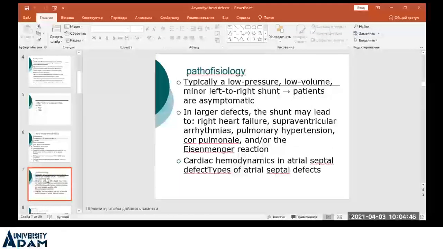Typically, low pressure, low volume left to right shunt patients are asymptomatic. Large defects and shunts may lead to right heart failure, supraventricular arrhythmias, pulmonary hypertension, or pulmonary vascular disease, and Eisenmenger is a major reaction. Cardiac hemodynamics in atrial septal defects, types of atrial septal defects.